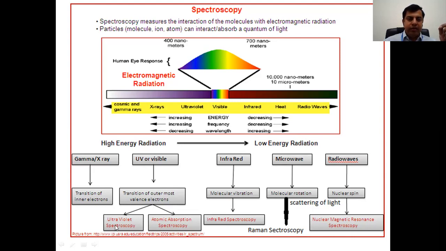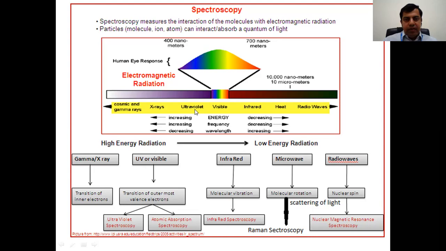When there is an outer shell transition, this originates two types of spectroscopy. One is UV visible spectroscopy, or we call it ultraviolet spectroscopy, or visible spectroscopy. Another spectroscopy is atomic absorption spectroscopy, because this is also with the transition of the electrons or the transition of the atoms as well.